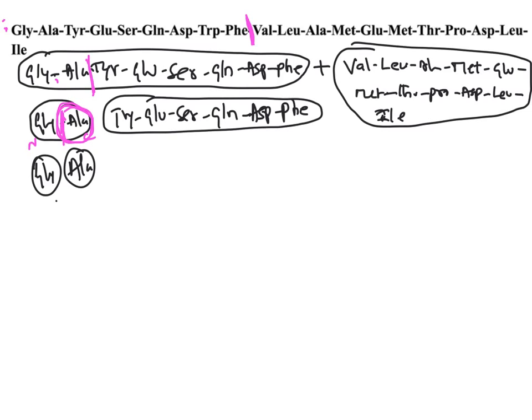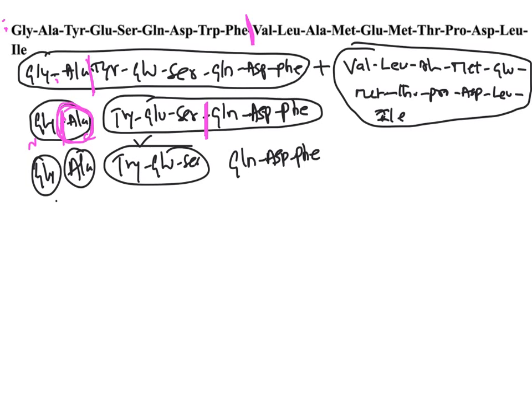Okay, now let's take care of this particular fragment. So we have a serine here. Serine is a small side chain amino acid, and we have elastase enzyme which can clip on the carboxyl side of serine. So elastase can work on that. So you get tyrosine, glutamate and serine, that's one fragment. And then you get glutamine, aspartate and phenylalanine. This is another fragment. Now how to further digest these fragments?